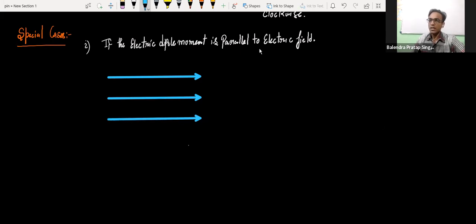Okay, so in this electric field, our dipole is parallel to the electric field, meaning it's not making any angle with the field. The blue color is your electric field, vector E. And this yellow color is your dipole moment, vector P. So in this case, you can see that the angle between the electric field and dipole moment is zero. So here theta is 0 degrees. If theta is 0 degrees, the formula is torque equals PE sine theta.